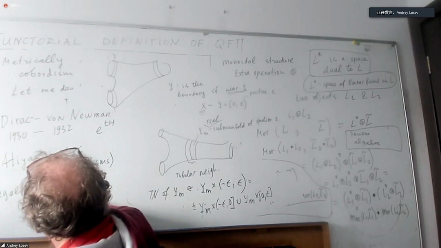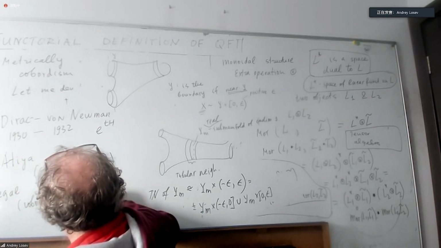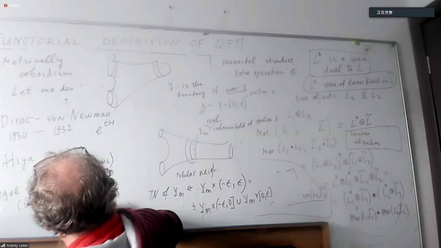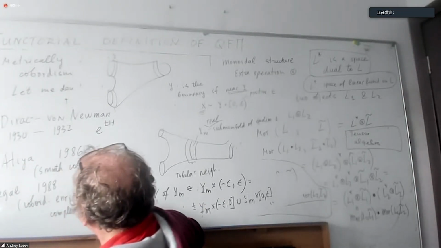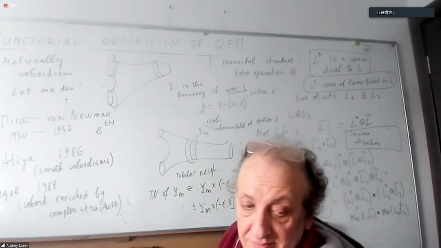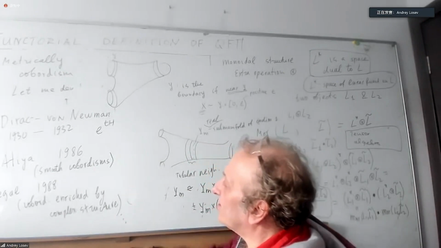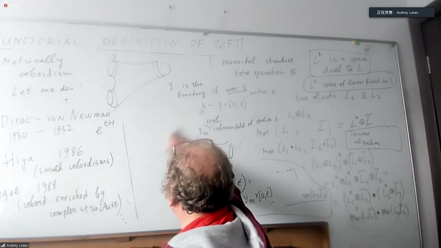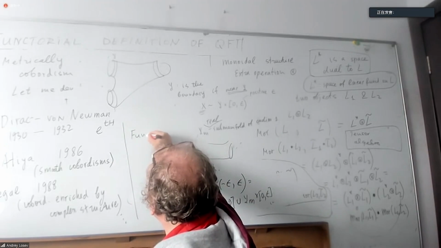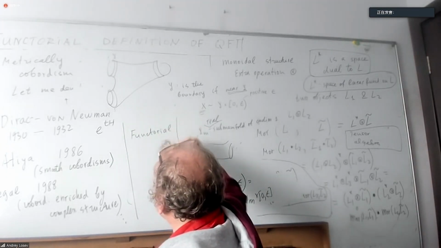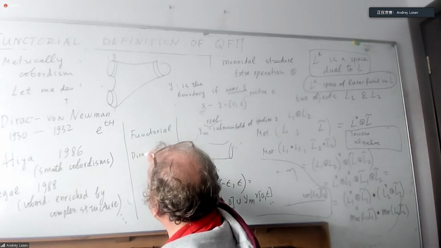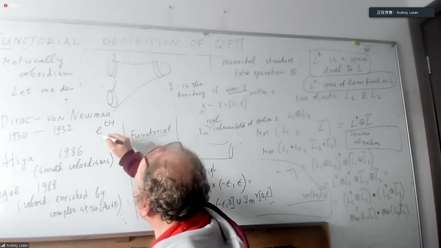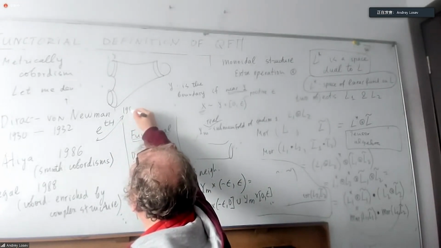This is cobordism enriched by complex structure. And then development in this line is called Segal quantum field theories, or some people just call it functorial. I used to call it Dirac-Segal. Maybe the name functorial is better, because here it is something like this.